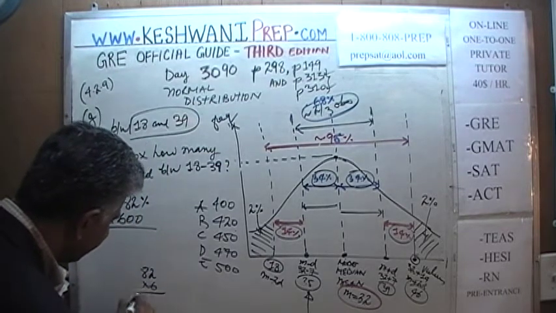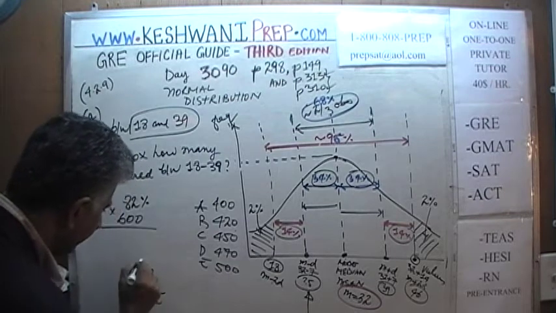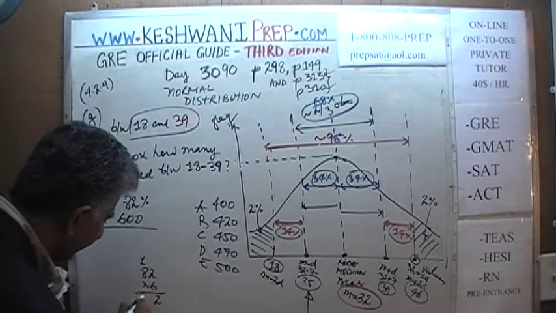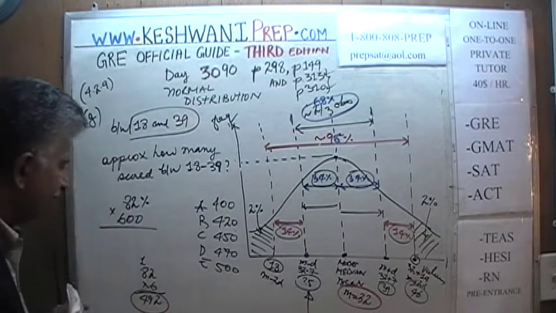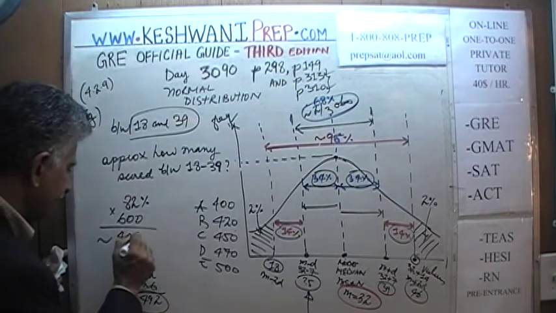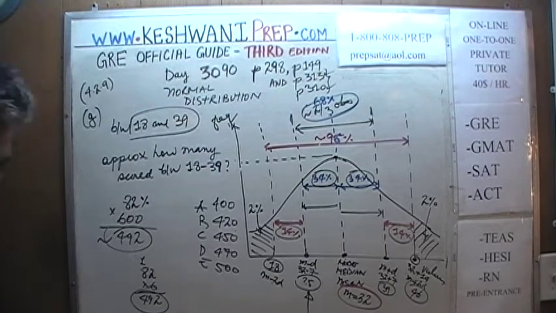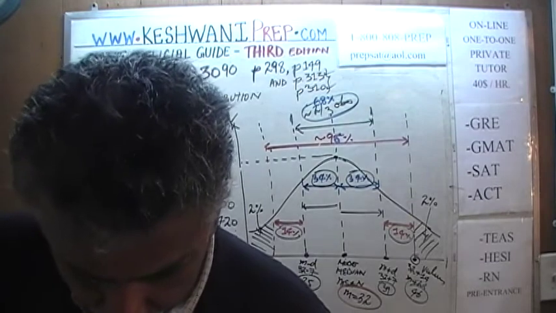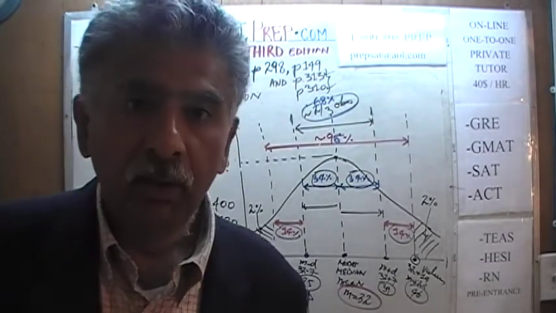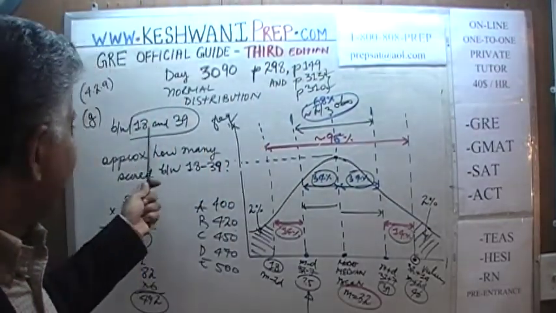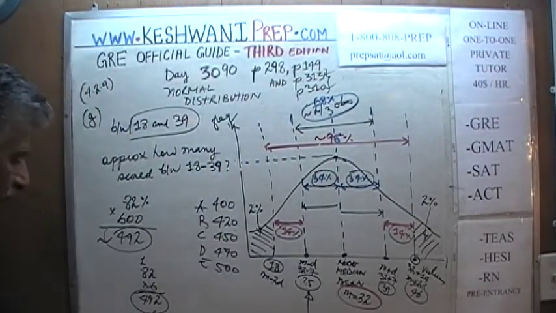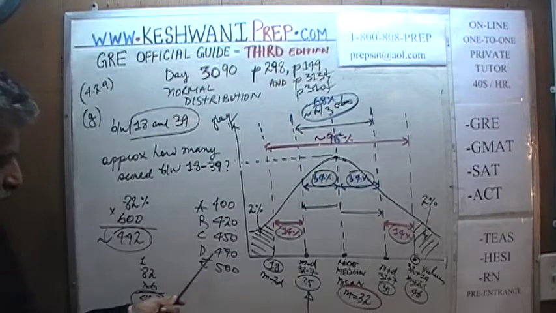82 times 6. 6 times 2 is 12. 2, carry 1. 6 times 8 is 48, plus 1 is 49. Approximately 492 rather. 492 students will have scored between 18 and 39. And our job now is to pick the answer choice that comes closest to 492. 470 is too far away. The closest one is 500.